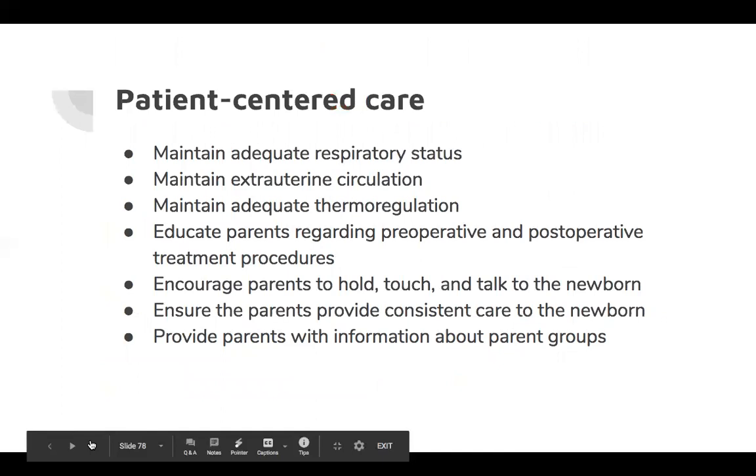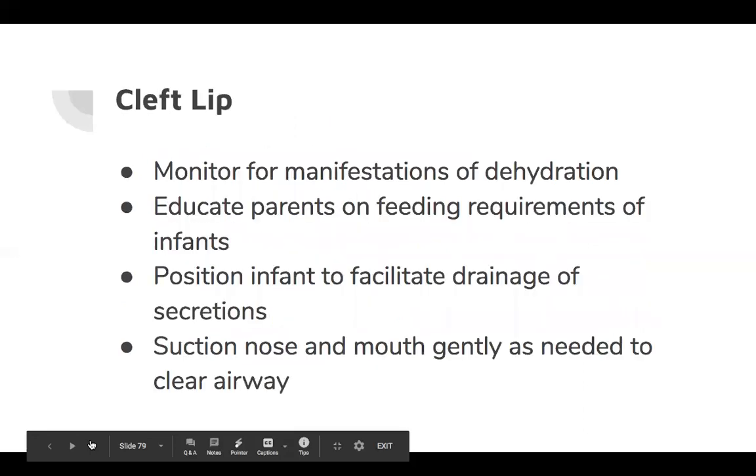Remember, patient-centered care. So key, again, let's go back and not forget about those parents that are attached to this. So you want to make sure you're encouraging the parents to hold, touch, and talk to that newborn. Provide consistent care, give them resources, information, education. So for the cleft lip, the key things here are watching for signs of dehydration, teaching the parents how to feed, positioning, clearing any secretions, suctioning gently, and preventing any infection until the baby can go for surgery.